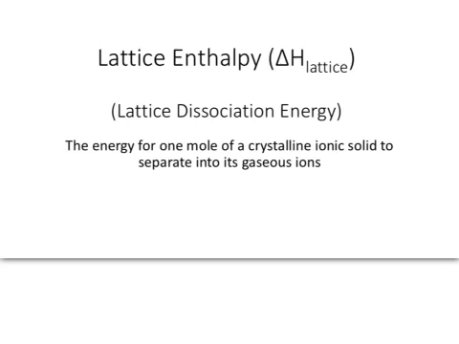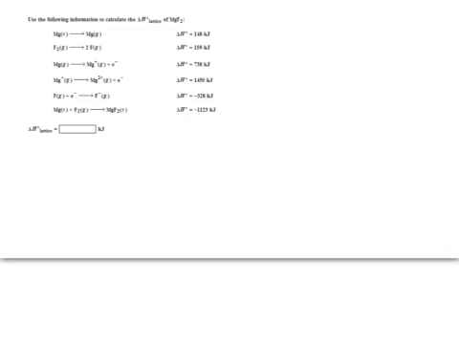So it's important to know which one in specific you're trying to solve for if you're doing a problem involving the lattice enthalpy. The problem that we're going to use to talk about this concept says to use the following information to calculate delta H lattice of magnesium fluoride, and it gives us a whole bunch of equations with their own individual enthalpies.